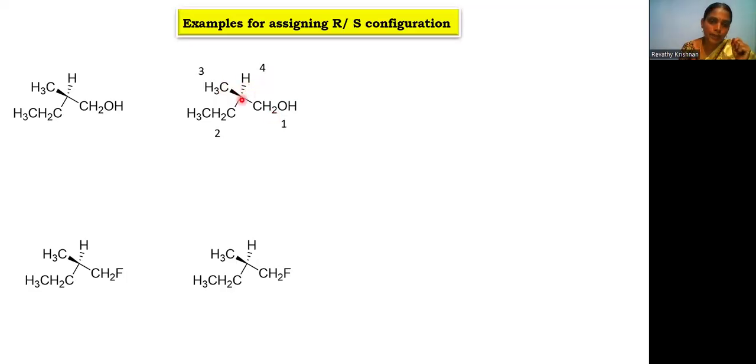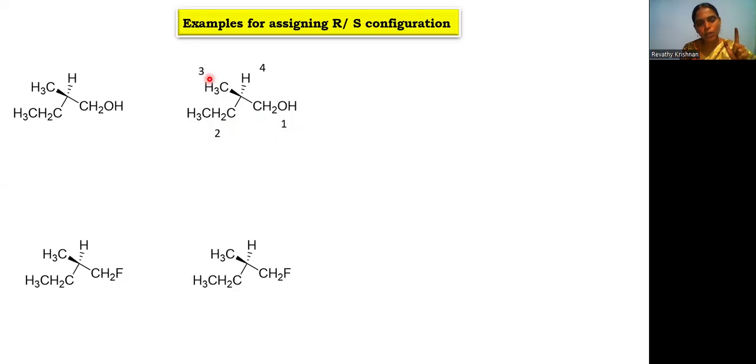So how have we assigned these three priorities? This is C, this is also an attached carbon C, and this is also C. So we have to go to the next atom. Here there are 2 hydrogens and 1 oxygen. Here 2 hydrogens and 1 carbon. Here all three are hydrogens. So the highest priority should be given to this alcoholic group, the second priority to ethyl, and the third priority to methyl.